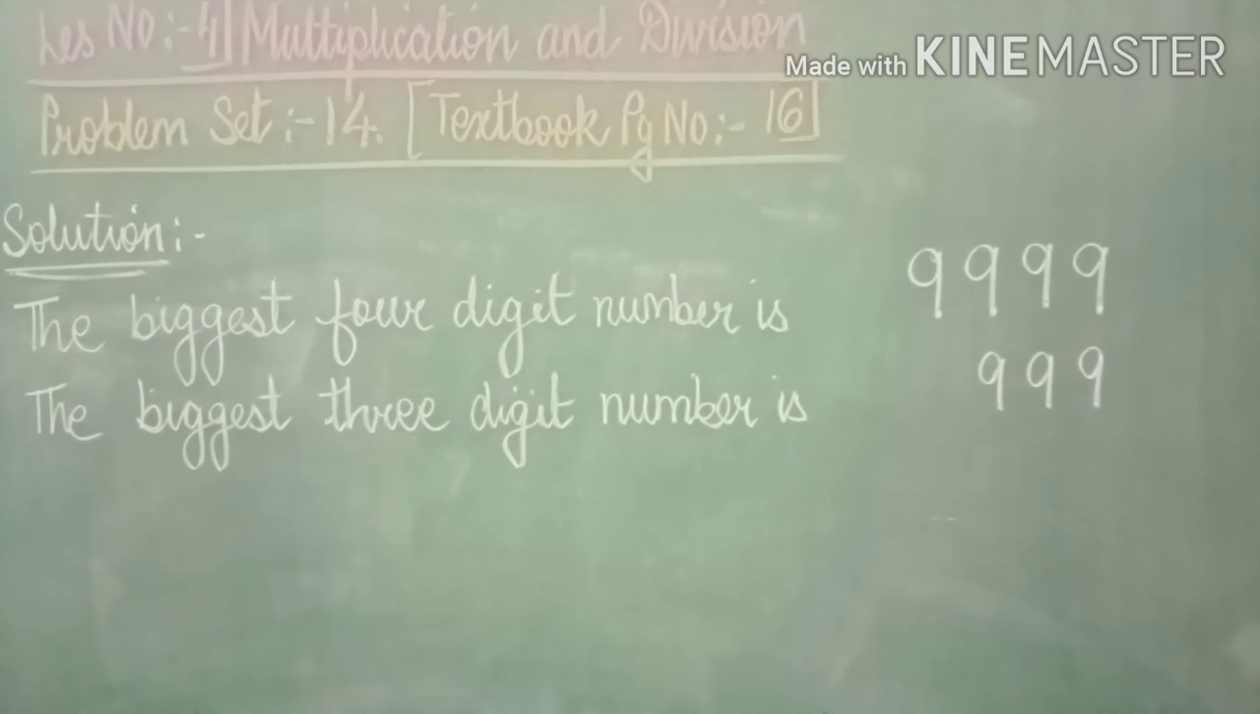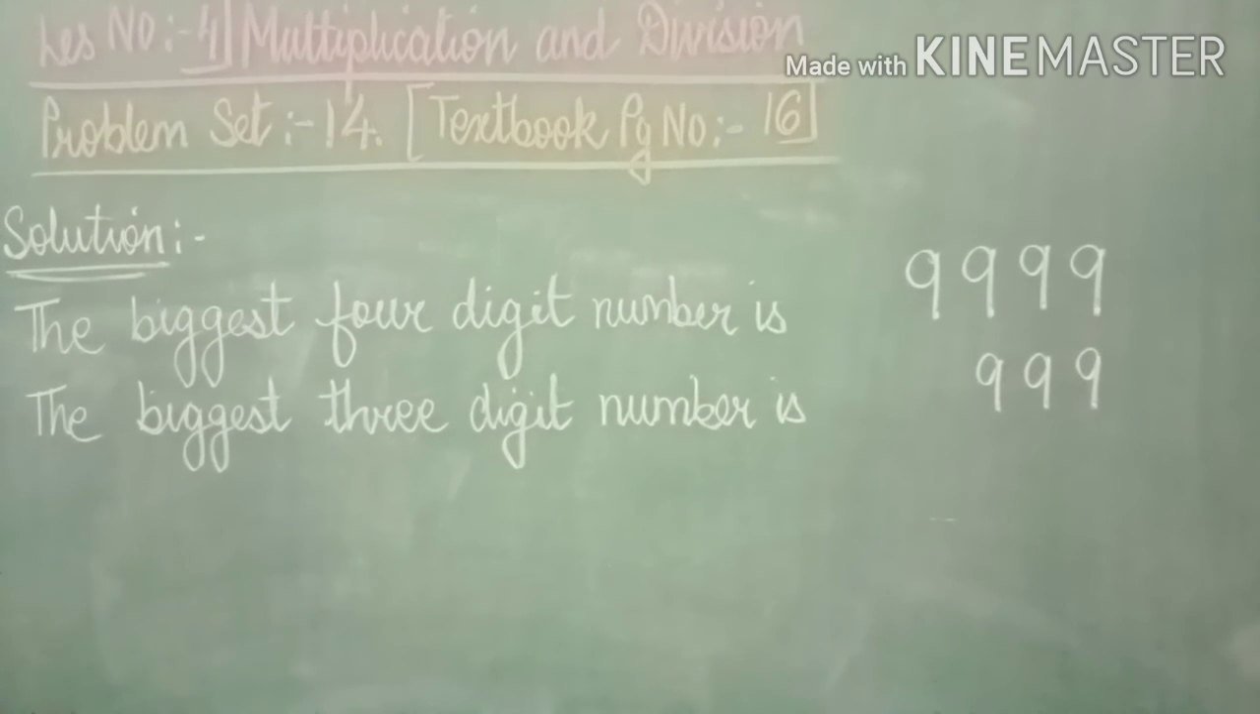The biggest 3-digit number is 999. Now we have to multiply and let's see what is the final product. What will get the final answer? So we have to multiply.